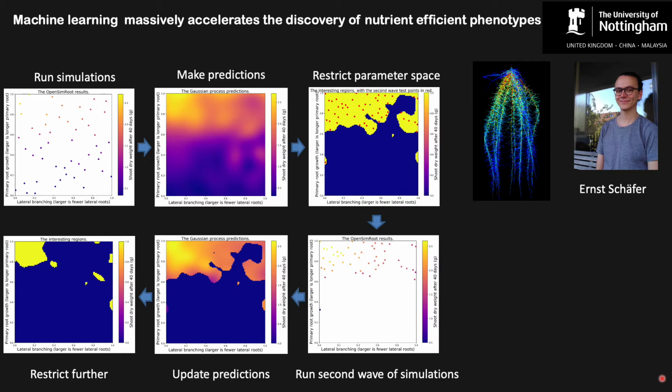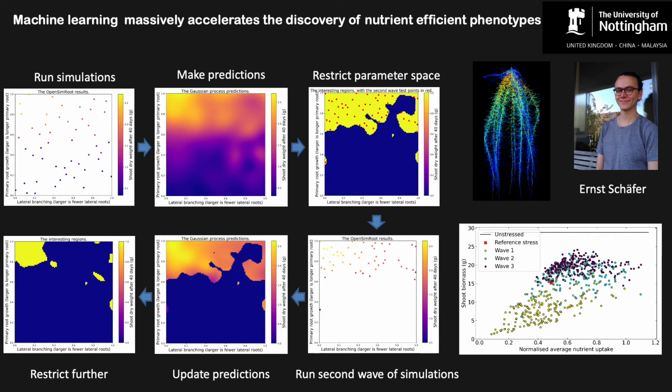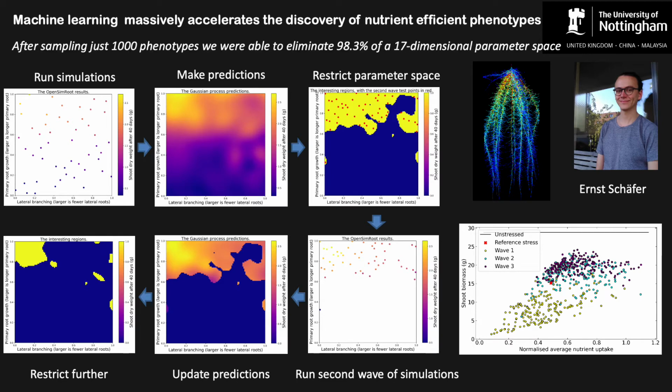You can see here that with each wave he discovered maize root phenotypes with better growth under nutrient stress. That's wave 2, wave 3. After sampling just 1,000 phenotypes, Ernst was able to eliminate 98.3% of a 17-dimensional parameter space, therefore massively improving the efficiency of this process. This is a very promising approach.